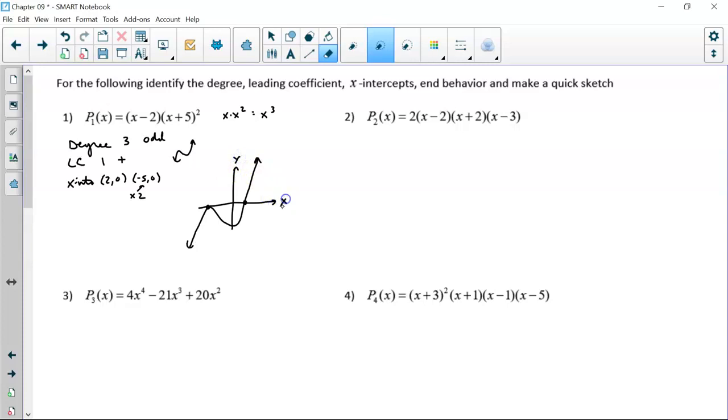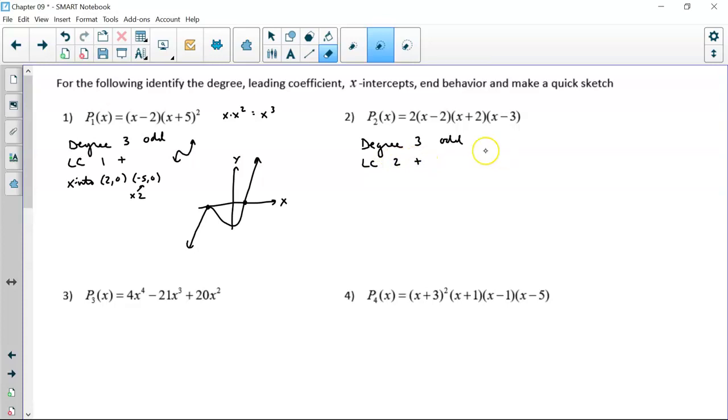You can graph that on your calculator and you'll see the same thing. For number 2, the degree. Count up the x's. None of them are squared or anything. So 1, 2, 3 x's. So it's x to the third. So the degree is 3, which is odd. And the leading coefficient is a 2, which is positive.